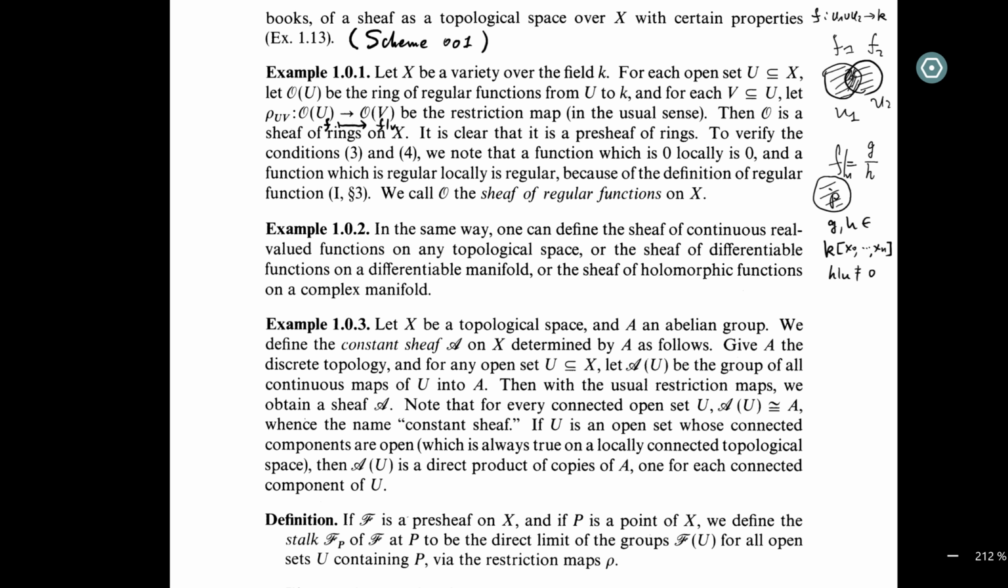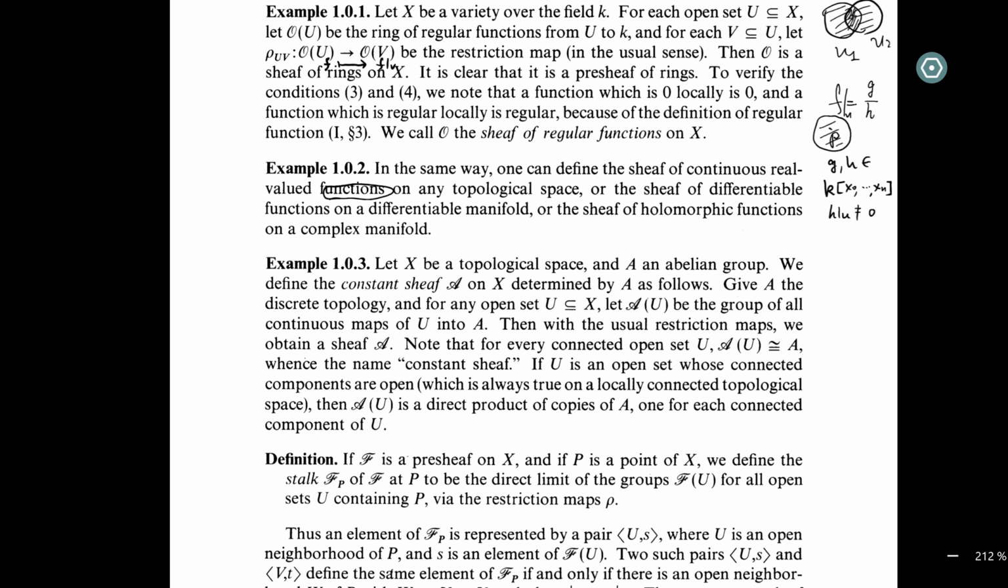In the same way, one can define the sheaf of continuous real-valued functions, only on a topological space, or the sheaf of differentiable functions on a differentiable manifold, or the sheaf of holomorphic functions on a complex manifold, whatsoever. For X a topological space and A an abelian group, we define the constant sheaf on X determined by the abelian group A as follows: give A the discrete topology.